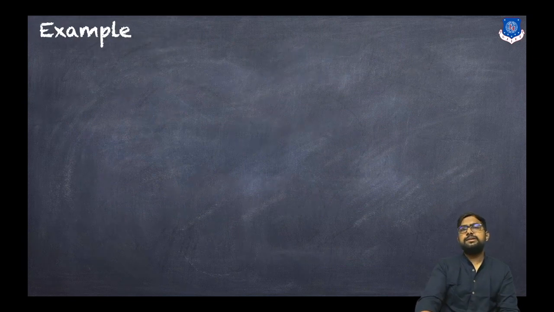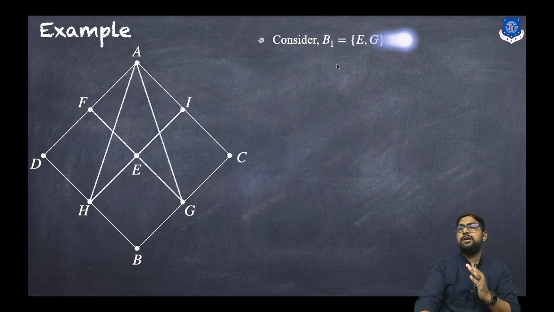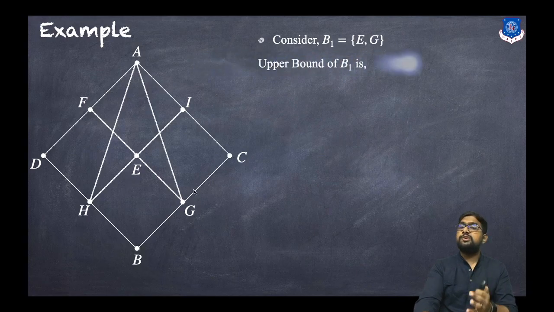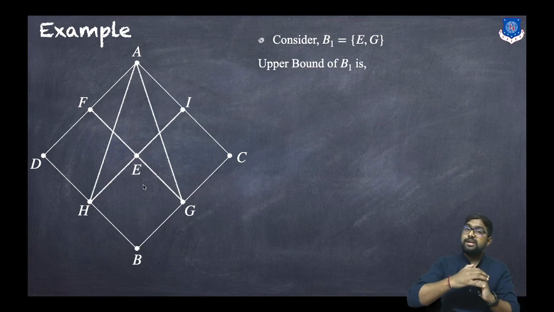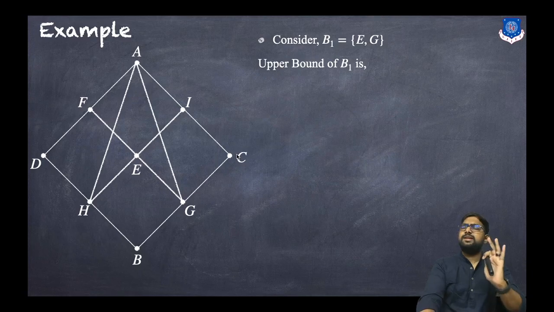Now consider the second example. So this is the Hasse diagram. Fine. Now consider the set E and G. Where is E? This is E and this is G. So we need to find the upper bound first. So again, for upper bound there has to be a relation from the given set to the upper points. So what are the upper points? Just by looking at this, F, A, I and C, they can be the upper points.